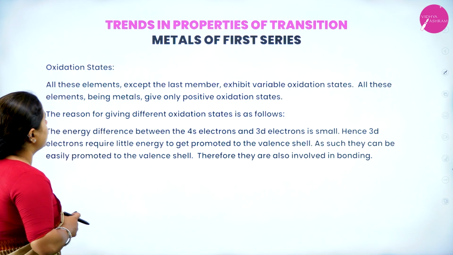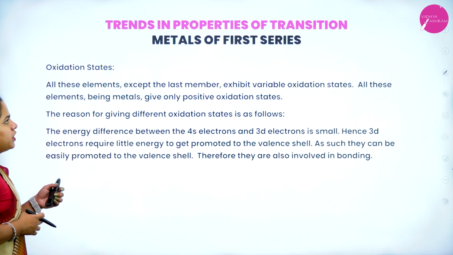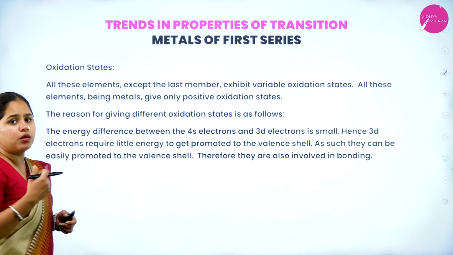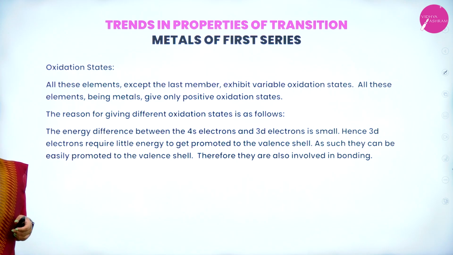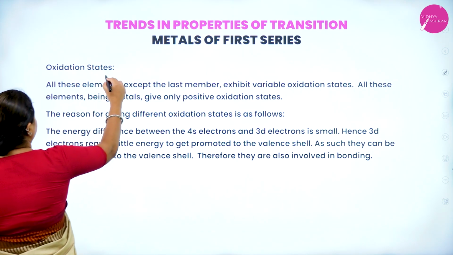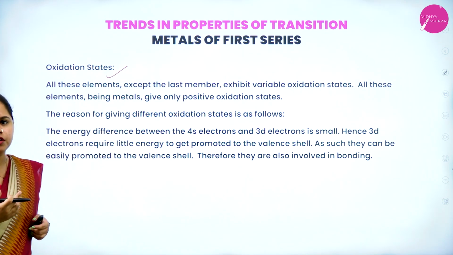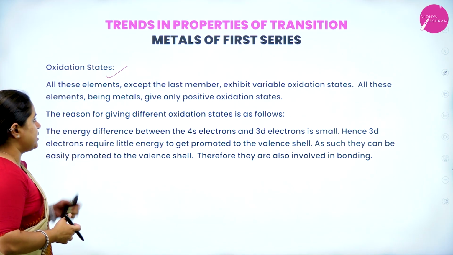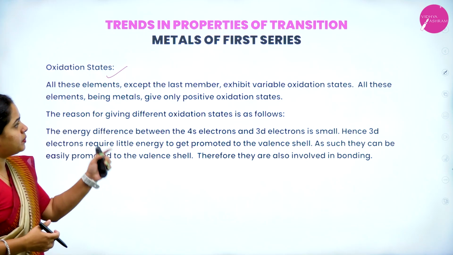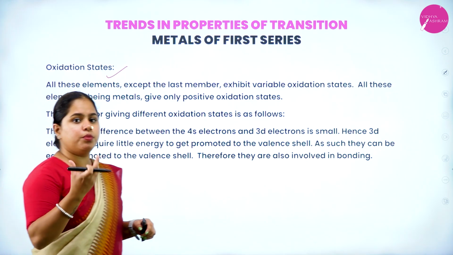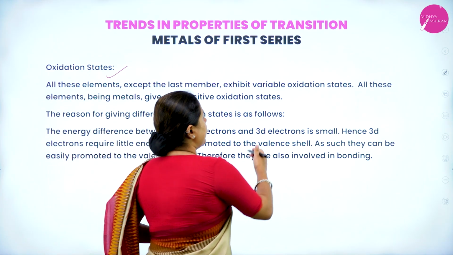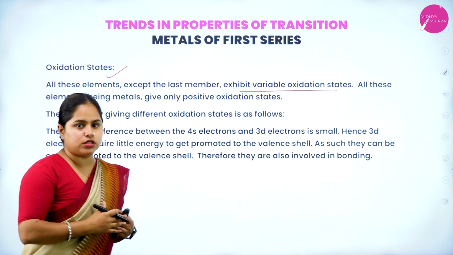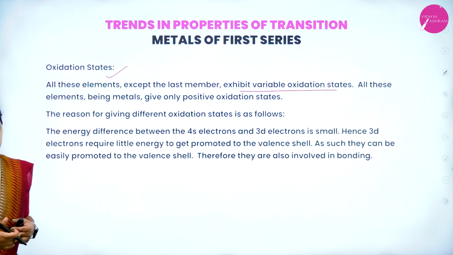Beginning with the first one, that is the properties of transition metals of the first series, that is the 3d series. We have already completed ionization enthalpy as well as the metallic character. Now we are going to deal with oxidation state. You're already familiar with oxidation state, right? All these elements except the last member exhibit variable oxidation state. The beauty of d block elements is that they exhibit variable oxidation state. It's not just that they have one single oxidation state, they have n number of oxidation states.